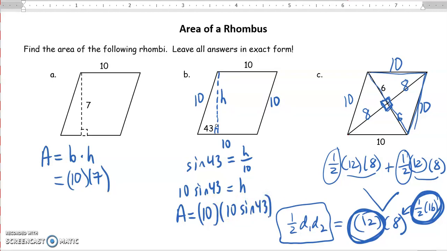Okay, so there are just many different ways to find the area of a rhombus. You have to look for what you have and figure out what's needed, and know that there are multiple formulas you can utilize for the rhombus.